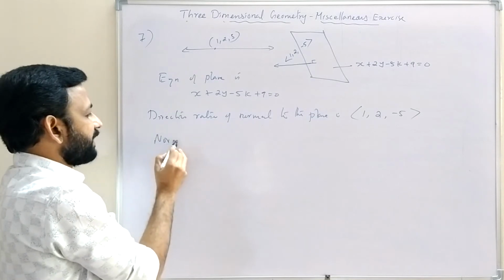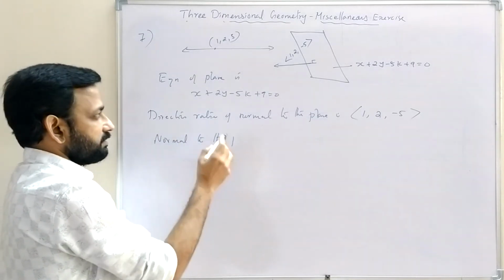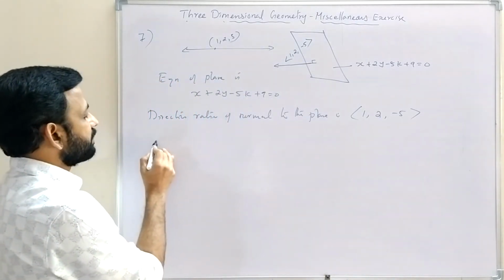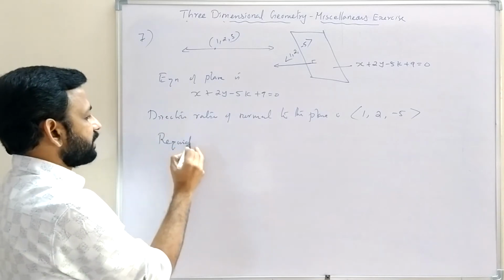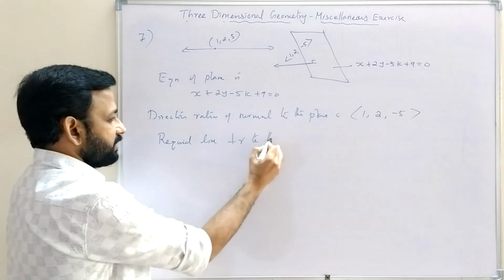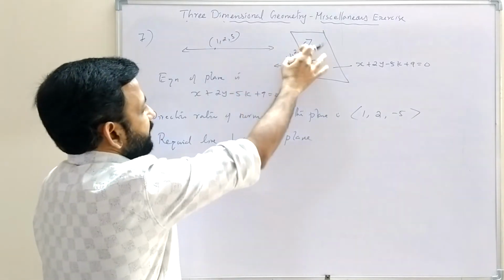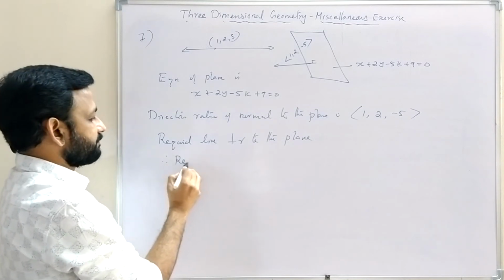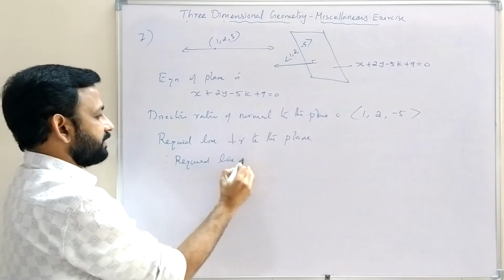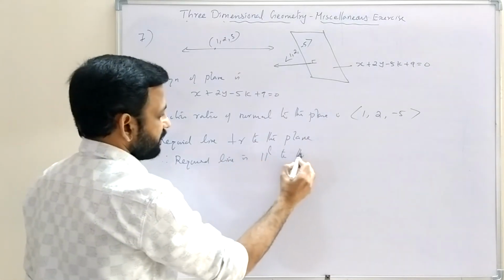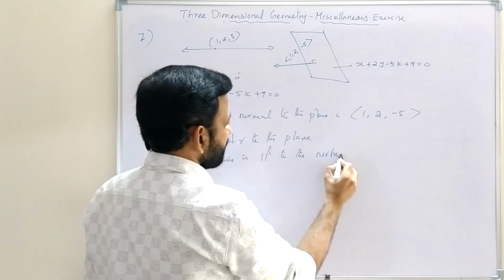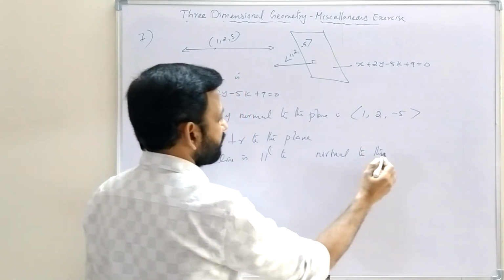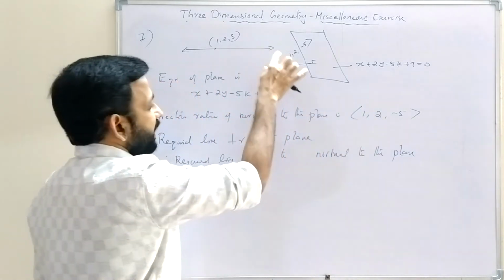So the normal to the plane: the required line is perpendicular to the plane, that is given in the question. Therefore, the required line is parallel to the normal to the plane.